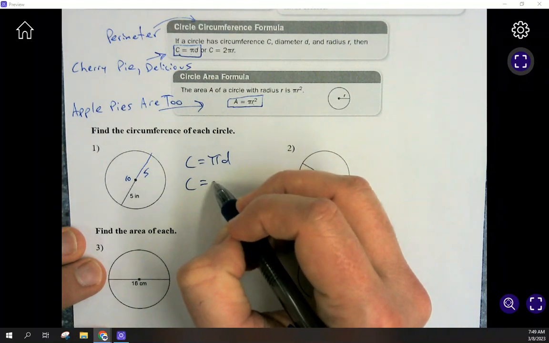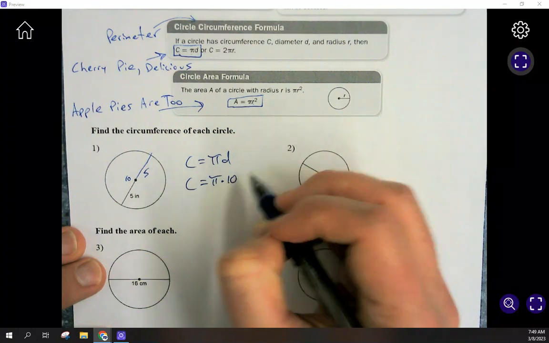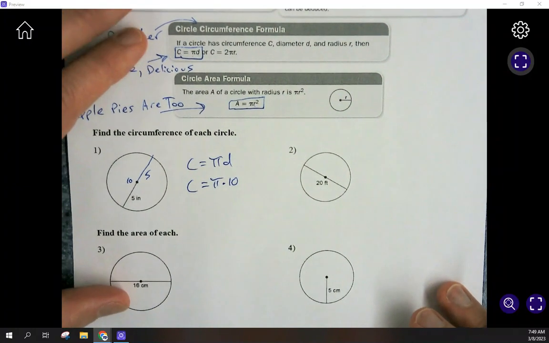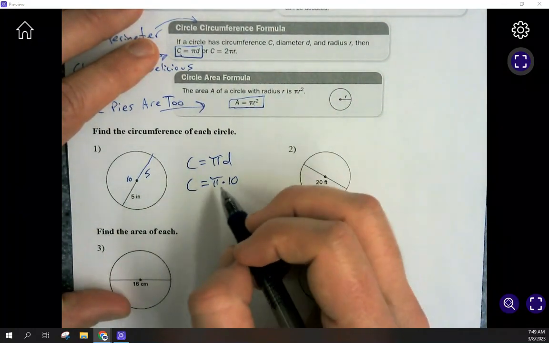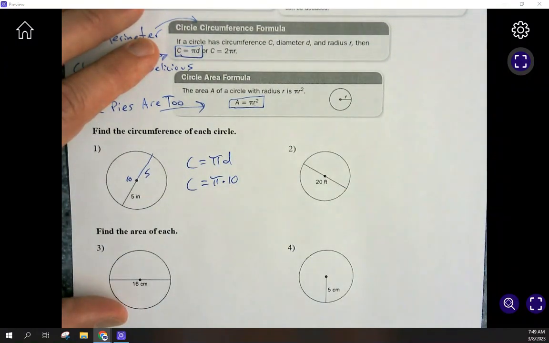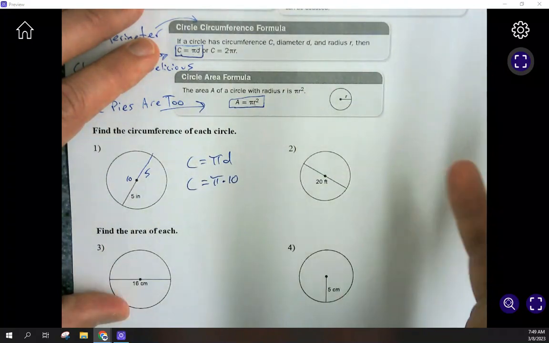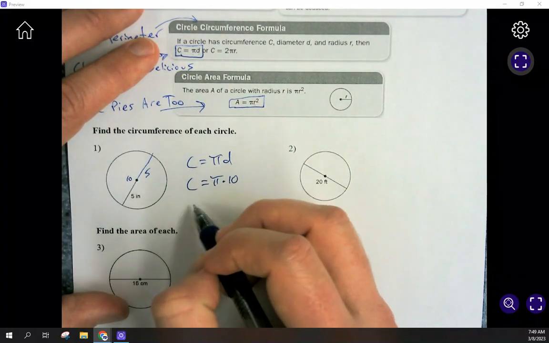So this is going to be, to just drop this in, pi times 10. Again, we're not going to plug that in and multiply. We're going to leave our answer just like that. But pi, just like a radical, just like an x, will be treated as a variable, and you want to put this coefficient up front.